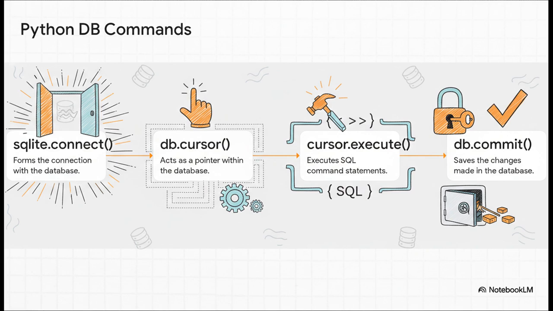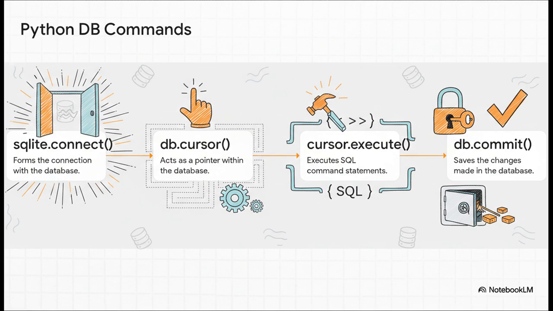First, sqlite3.connect. That just opens the door to our database file. Second, we create a cursor with db.cursor. Now, a cursor is just like that little blinking line in a text document. It's what we use to actually run commands inside the database. Third is cursor.execute. This is the fun part. It's where we actually run our SQL code.